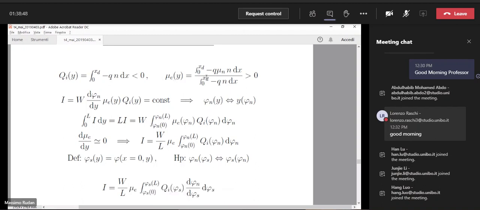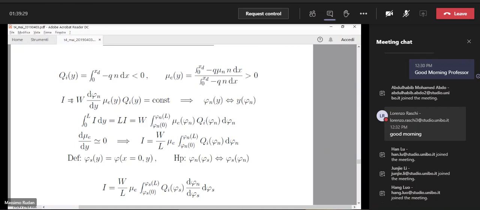Obviously, this is an average mobility because if you cancel minus Q, you have an integral of mu n weighted with the concentration of the electrons divided by a normalizing factor that is again the concentration of the electrons. So we divide by Qi to obtain this average mobility, and then we multiply by Qi. So this is a manipulation that provides us with an alternative expression of the current.